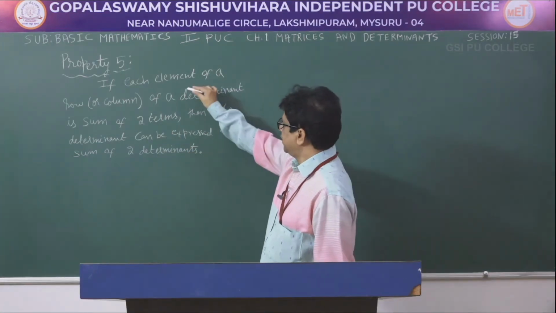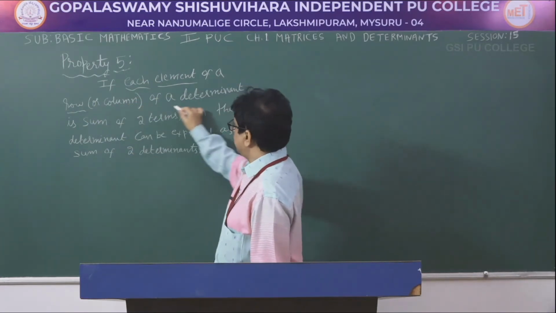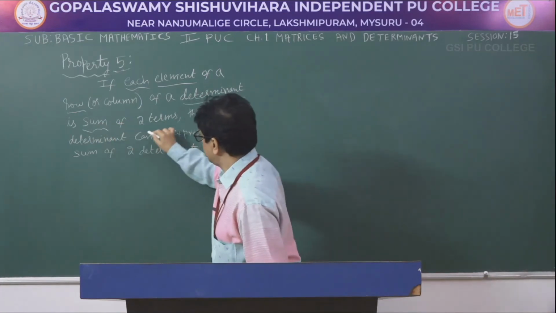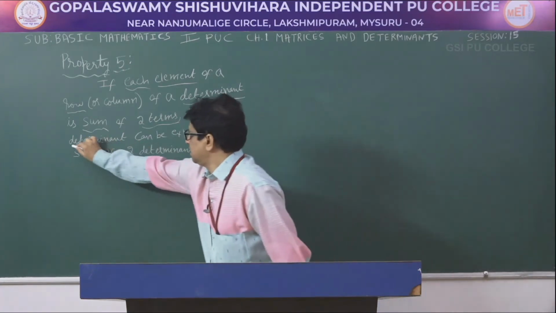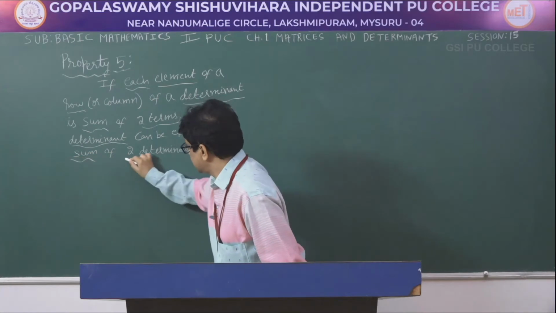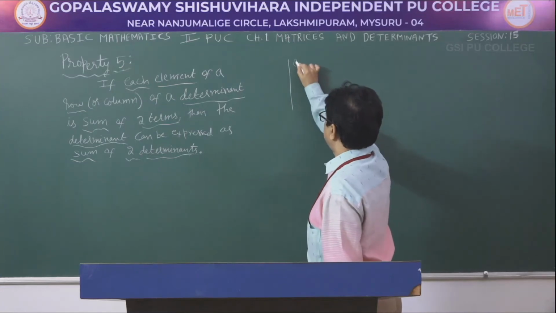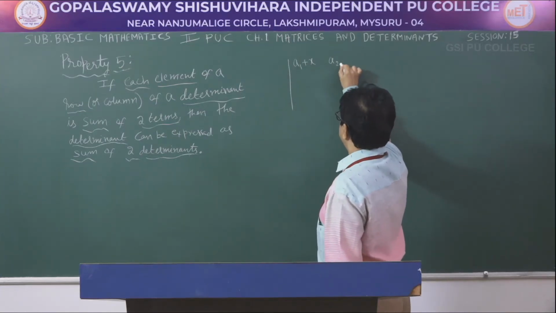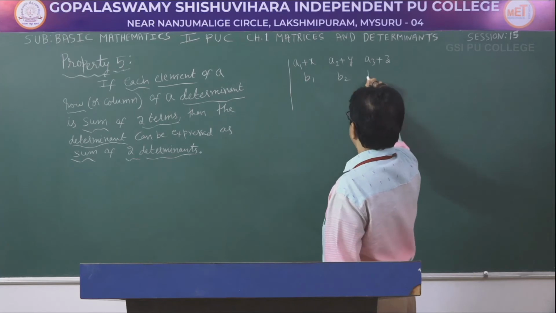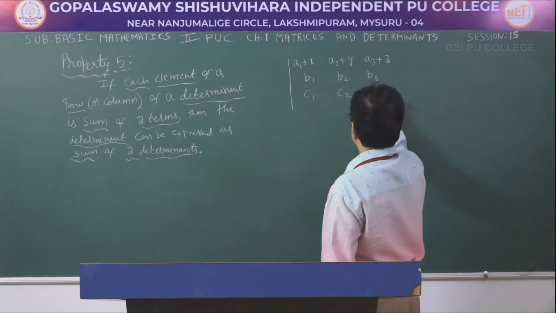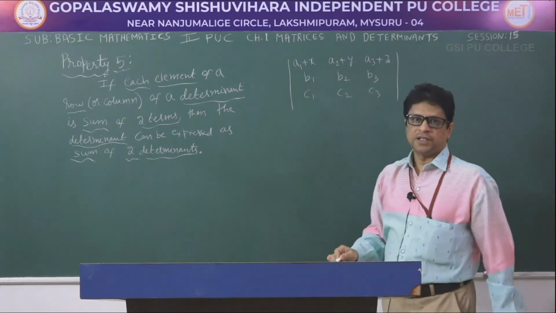Property 5 states that if each element of a row or a column of a determinant is sum of two terms, then the determinant can be expressed as sum of two determinants. That means, for example, determinant of a1 plus x, a2 plus y, a3 plus z, b1, b2, b3, c1, c2, c3. Here the first row is expressed as sum of two terms.